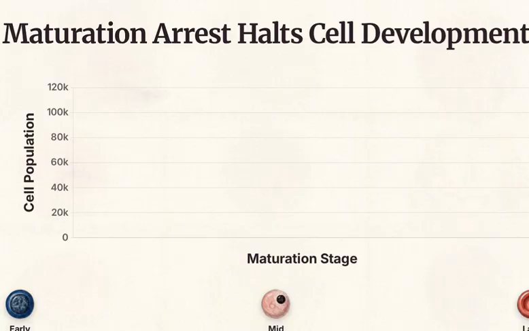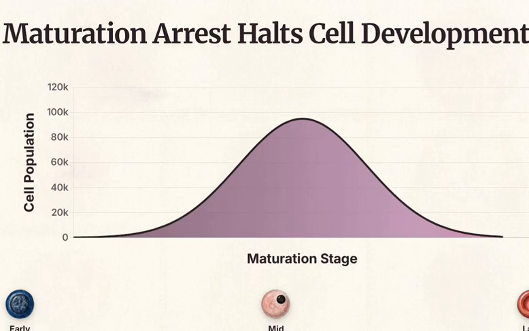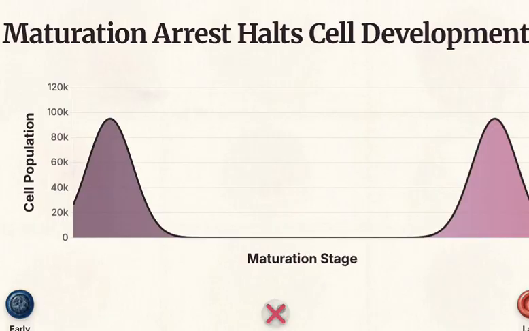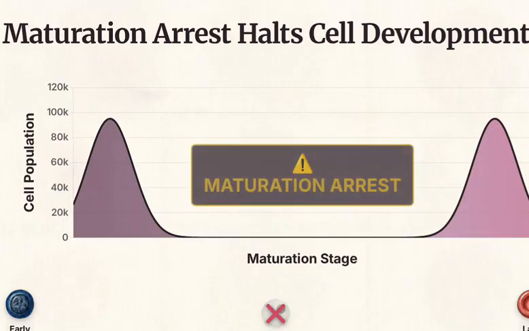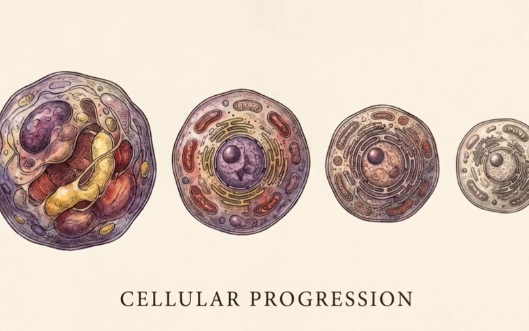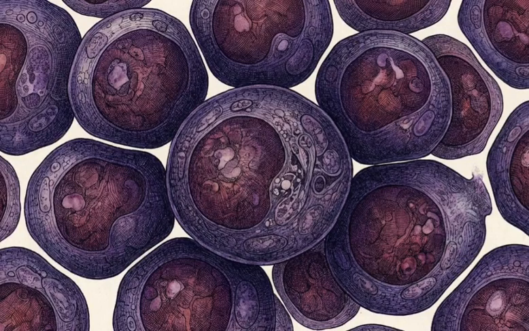Normal maturation requires a continuous spectrum of all these developmental stages. Finding only the earliest blasts or only the latest mature cells indicates a maturation arrest. Cellular differentiation is a visible, measurable timeline. Within this framework, missing or arrested maturation stages provide the anatomical evidence of underlying hematopoietic failure.